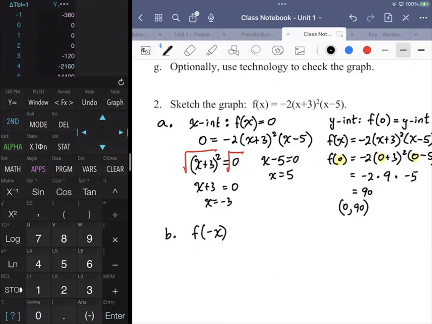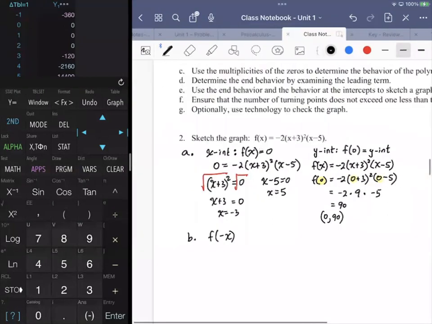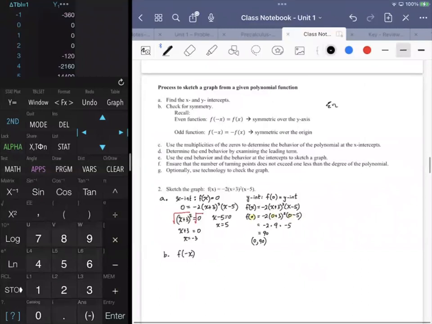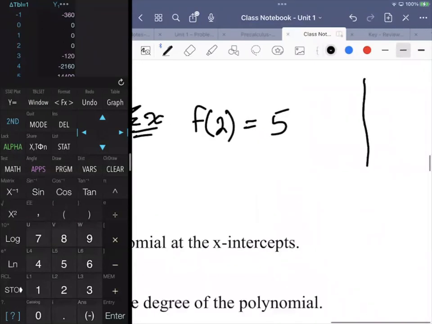So if I said, for example, I'll do it up here, if I said f of 2 is equal to 5, well, that means I have a coordinate of (2, 5). So if I created a sketch of the graph here and plotted (2, 5), that would be this point right here.